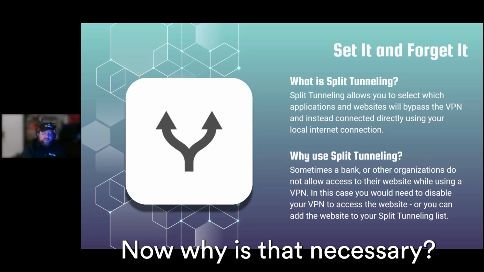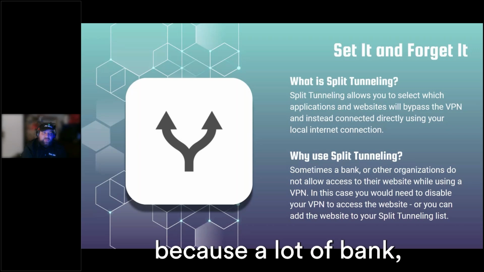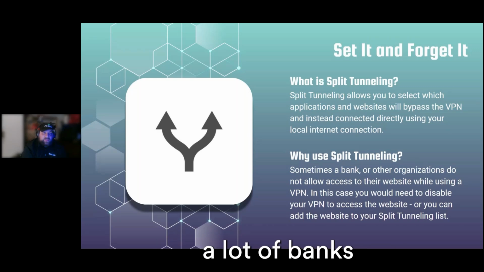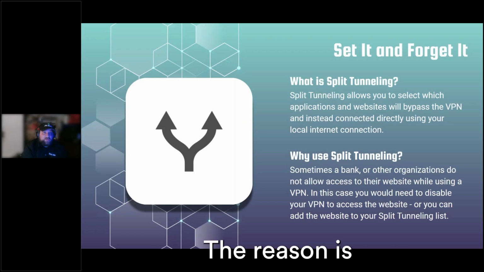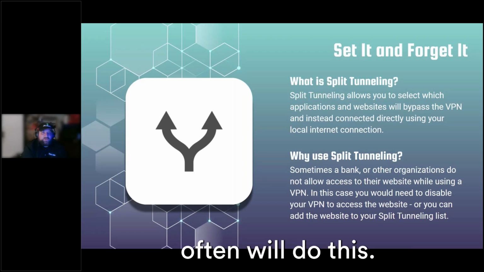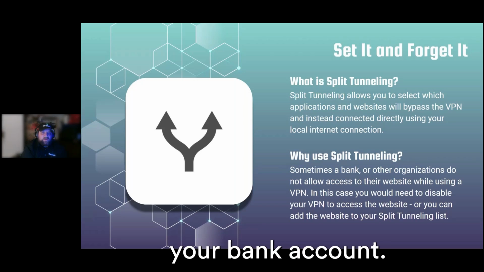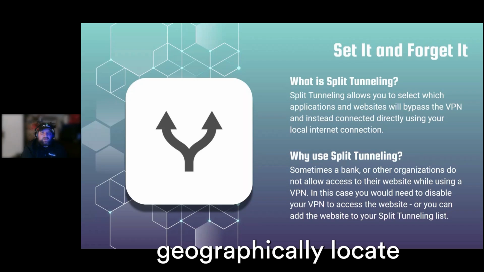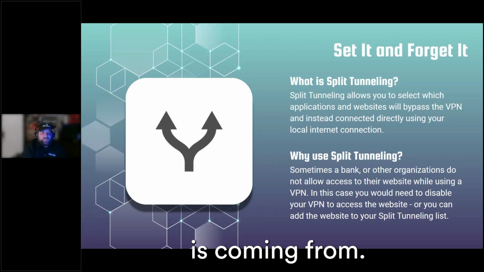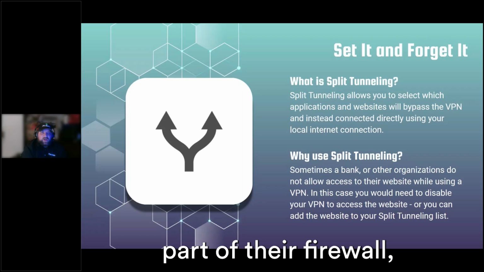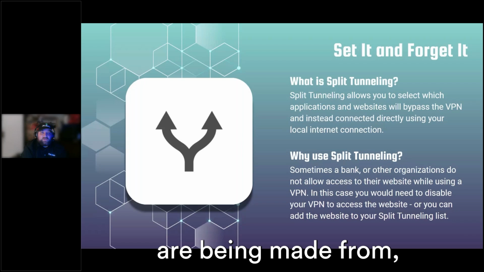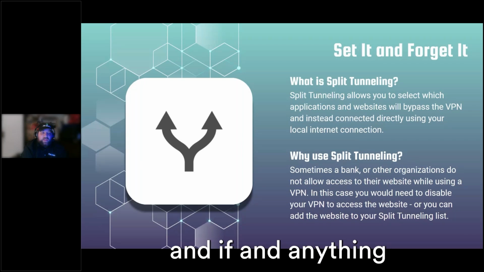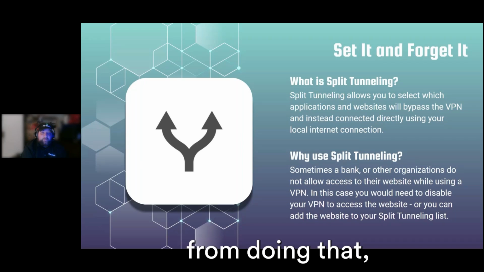Now, why is that necessary? It's necessary because a lot of banks will not allow you to access your account from a VPN. The reason is that cyber criminals often will do this. They will use a VPN to try to pose as you and get into your bank account, and the bank cannot geographically locate where the device is coming from. So part of their security, part of their firewall and keeping your money and accounts safe, is that they need to know where all of the connections are being made from. And anything that prohibits them from doing that, they're not going to allow.